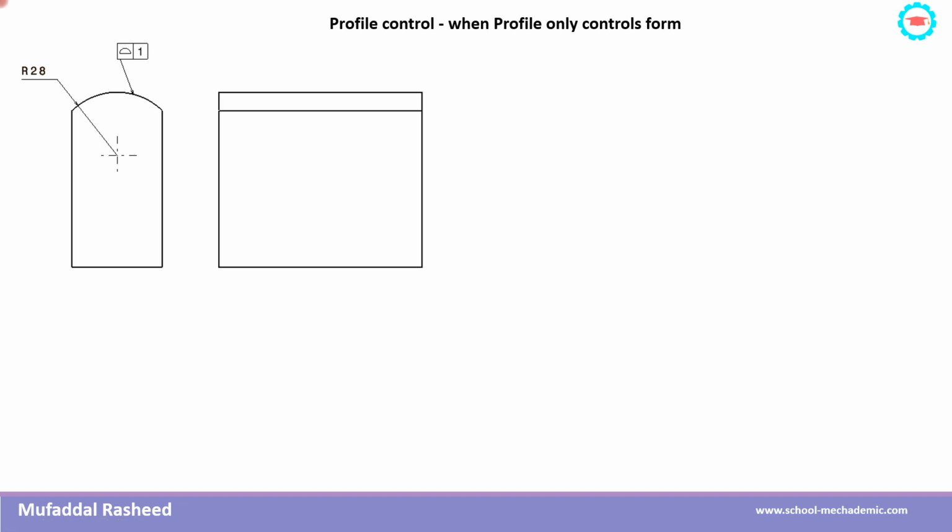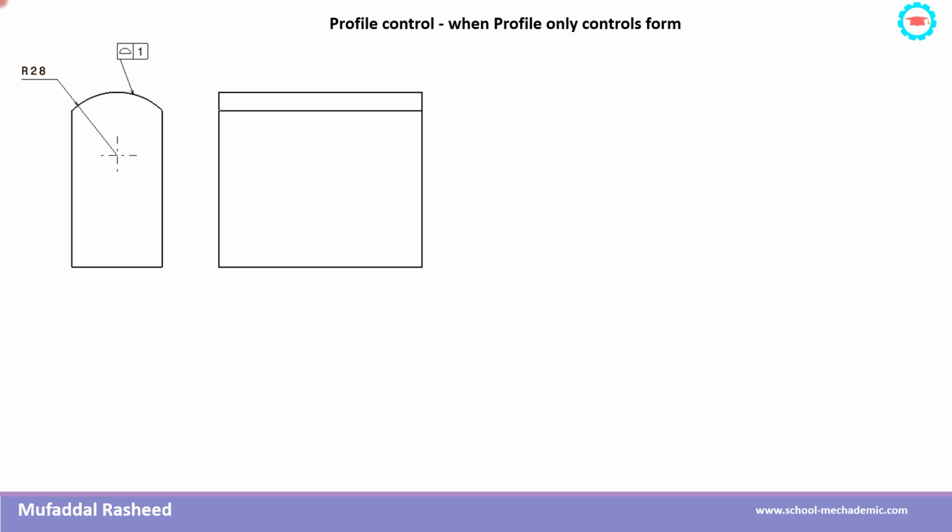Profile control is a highly versatile and highly holistic type of control in which we can control the size, the form, the orientation and the position or location of a surface feature, of any surface feature, whether it be a cylindrical surface feature or a non-cylindrical or flat surface feature. It can be used to control any surface feature with respect to a datum scheme or without a datum scheme.